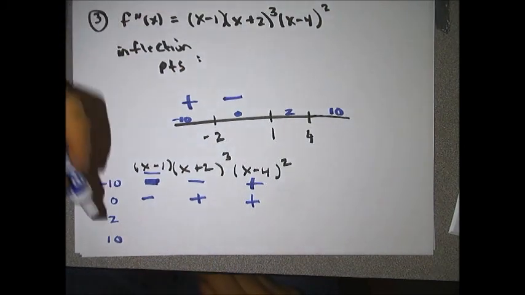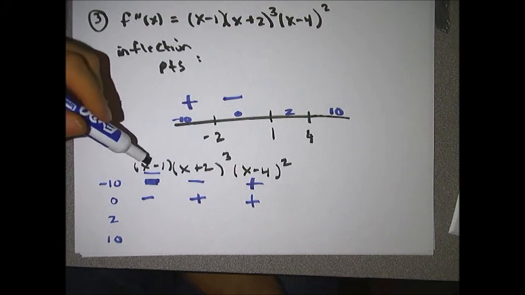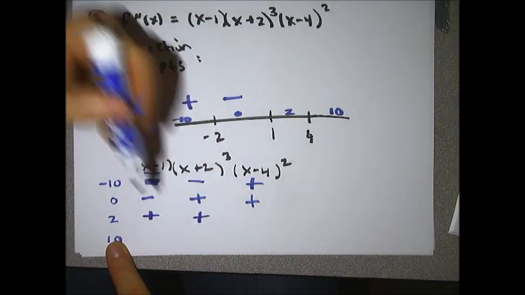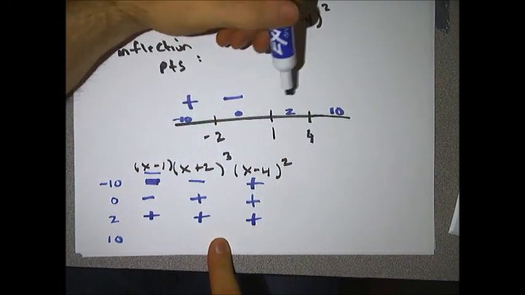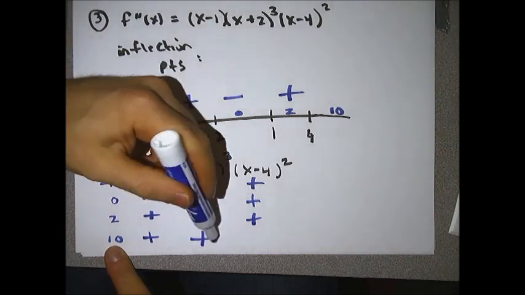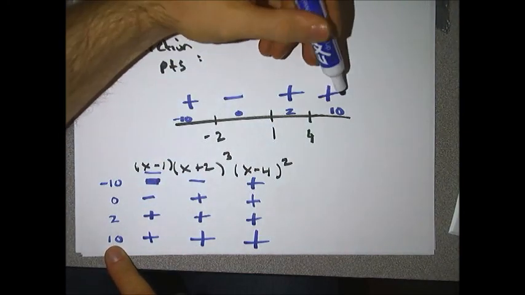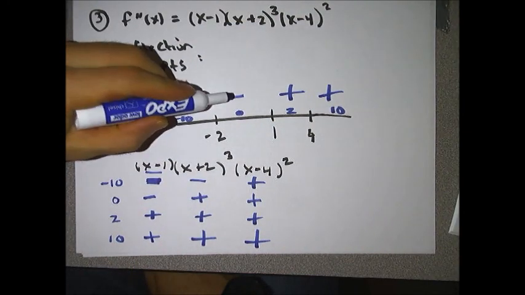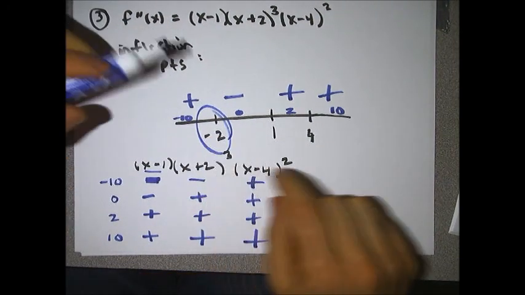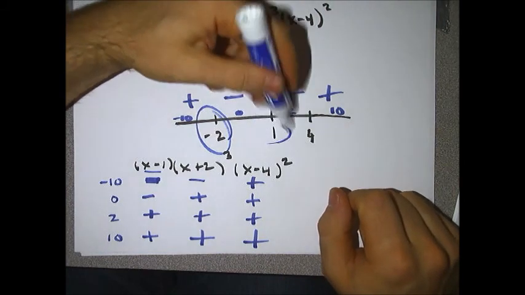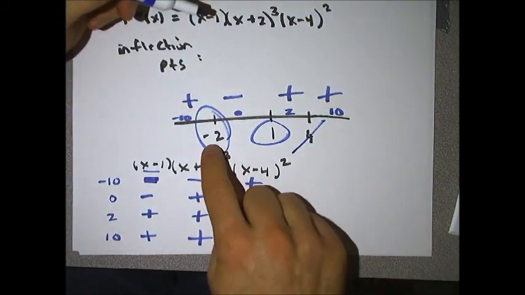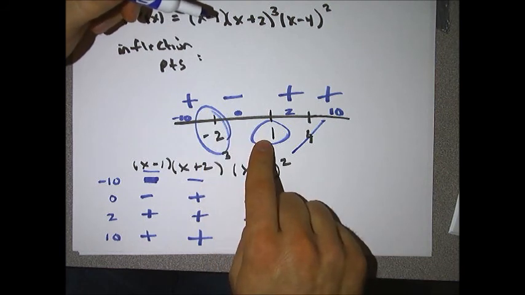gives me a negative. Plugging in 2, 2 minus 1, positive, positive, positive. And plugging in 10. Positive, positive, positive. So when you look at the sign chart, there is a sign change here, positive to negative. That makes a point of inflection for -2. And there's also a sign change surrounding that one. There is not a sign change there, so my points of inflection are at -2 and at 1.